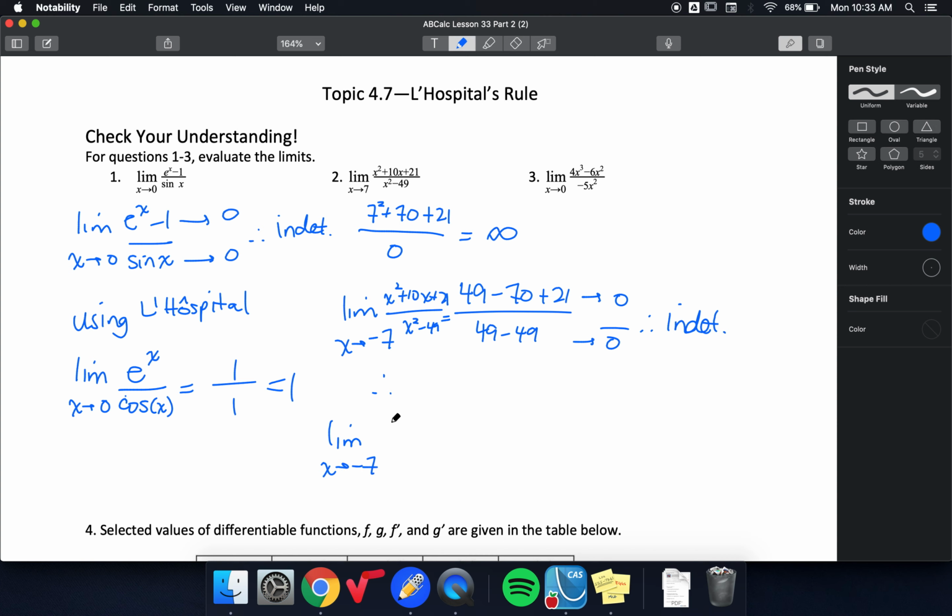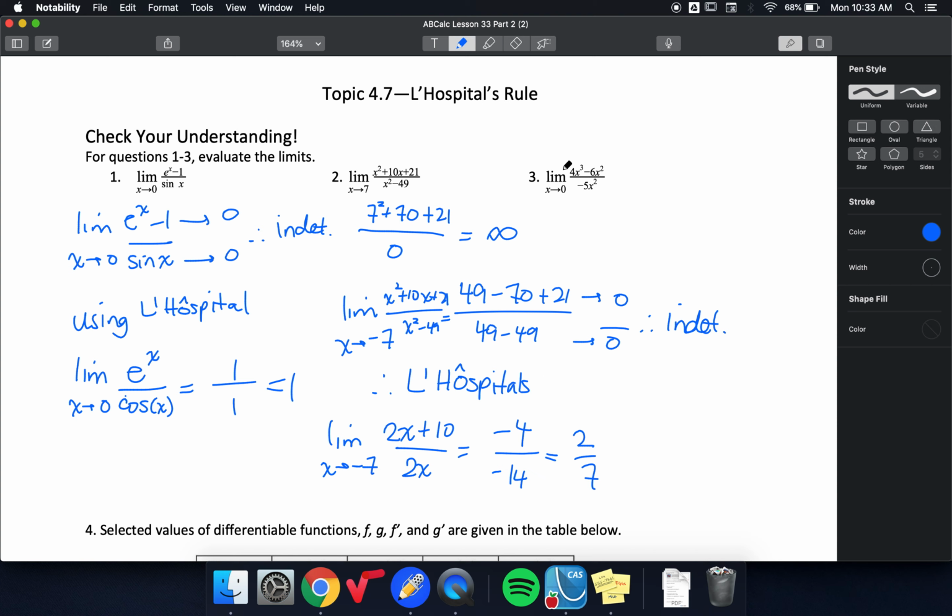Therefore, the limit as x goes to negative 7. Now I'm going to take the derivative, 2x plus 10 over 2x. Negative 14 plus 10 is negative 4 over negative 14. I get positive 2 over 7, and of course you don't have to simplify. You could just stop here. But again, we have to say indeterminate, therefore, and really to be thorough, I can say therefore L'Hospital's.